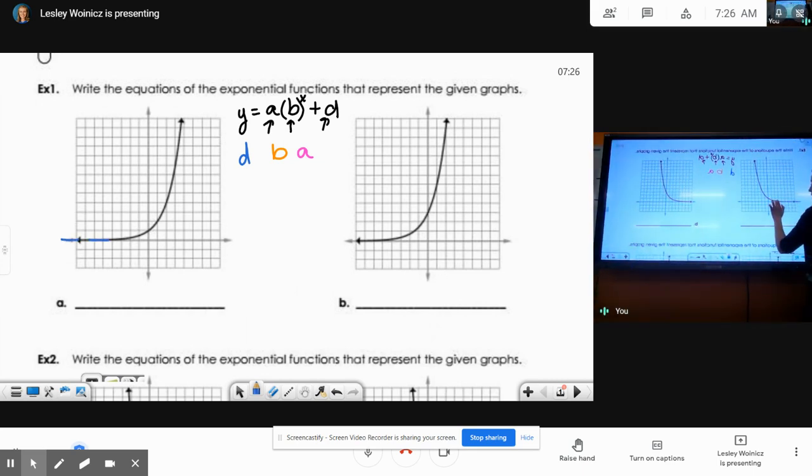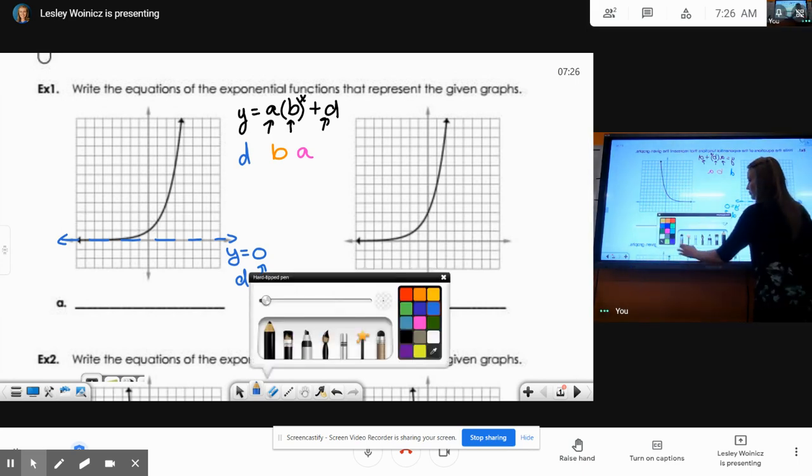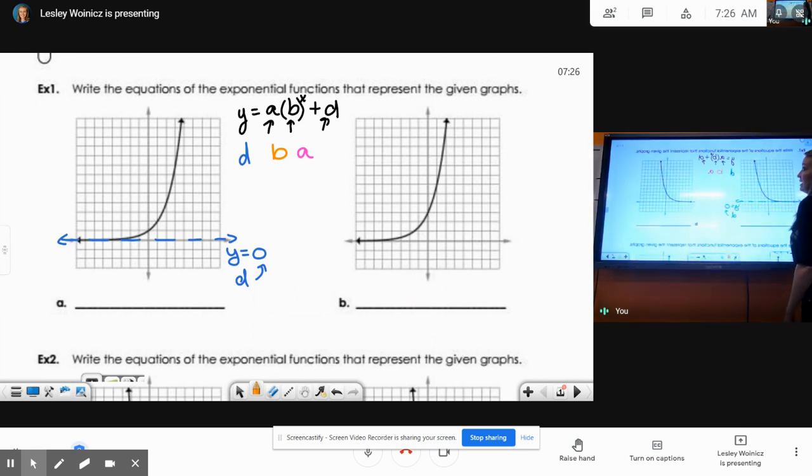So this asymptote right here is the equation y equals 0. So 0 is d. So that's one thing off the list. Now I have to find b. So I'm going to make a table of my points and find my common ratio. So make sure you're picking points that are next to each other. Don't skip. Okay, so I've got from my asymptote 0, 1 and 1, 2. So to go from 1 to 2, I have to multiply by 2. So my base has to be 2.